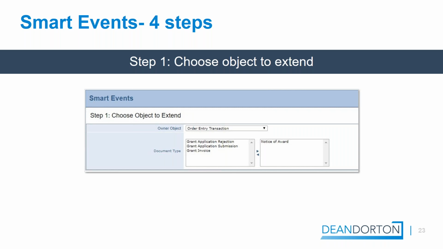Why? Because that's the transaction that's triggering the event. If there's no sales invoice, there would be nothing for that tax ID to generate onto. So you have to think about where does the chain start, and that's what your owner object is going to be.